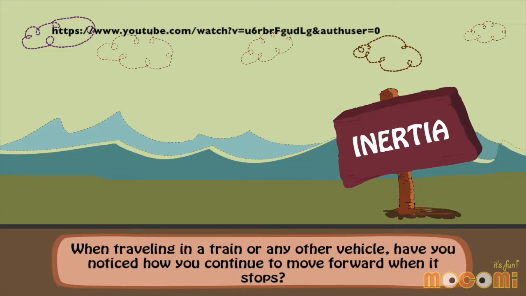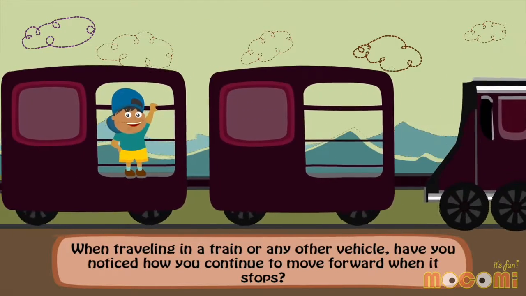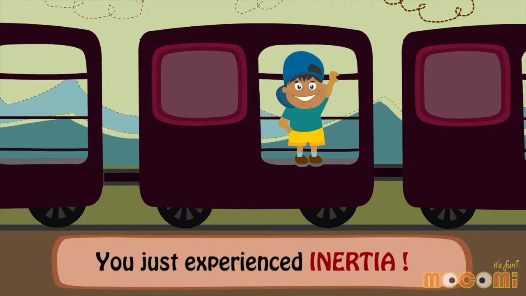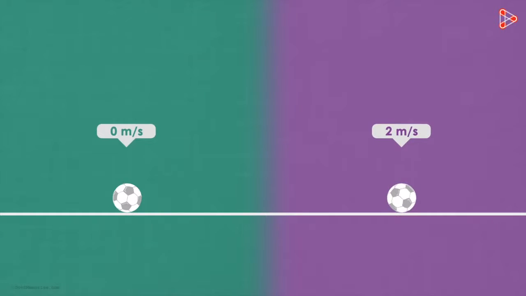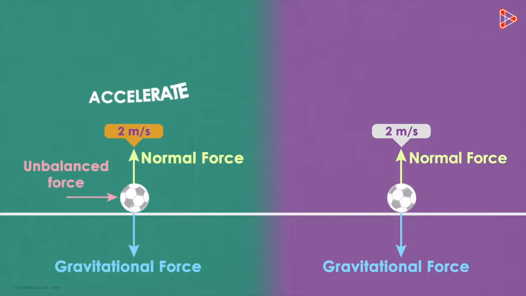Inertia and Newton's first law of motion. Inertia is a property of matter that causes it to resist changes in velocity. Newton's first law, also known as the law of inertia, states that if a body is at rest or moving at a constant speed in a straight line, it will remain at rest or keep moving in a straight line at a constant speed unless a force acts upon it.